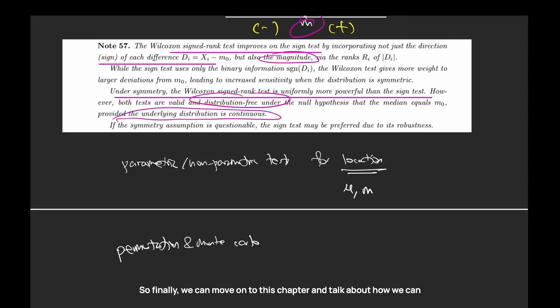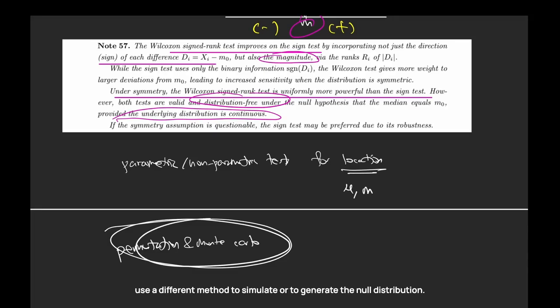So finally, we can move on to this chapter and talk about how we can use a different method to simulate or to generate the null distribution. When it comes to the Monte Carlo framework, the hypothesis test also assumes a similar structure, but we differ in how we simulate the null distribution.